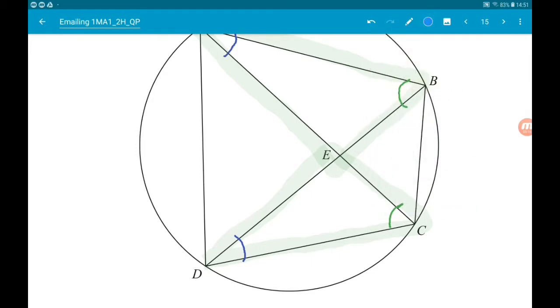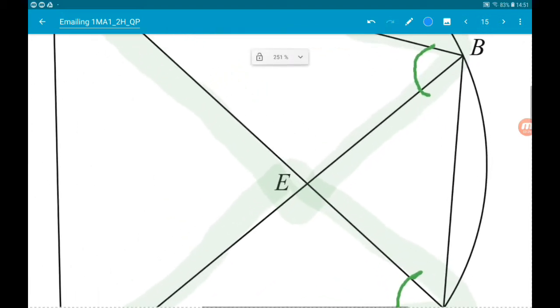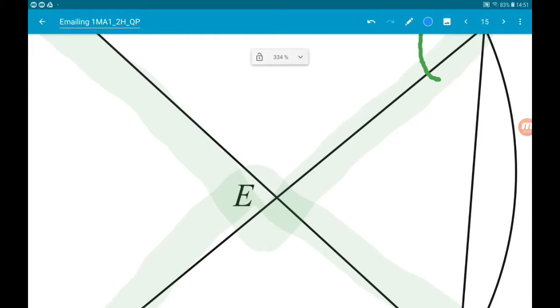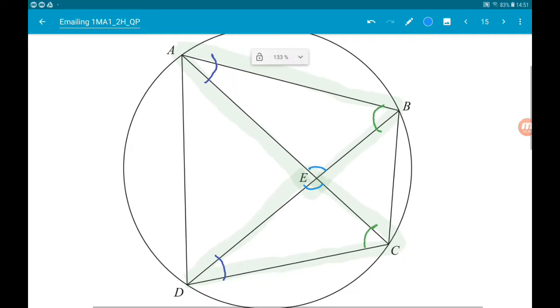Now, because there's already 2 pairs of equal angles, that should really be enough, but we could also say that this angle is equal to that angle because they are vertically opposite angles. So, because we have 2 triangles with 3 pairs of equal angles, the triangles are indeed similar, and that's it. Cool.